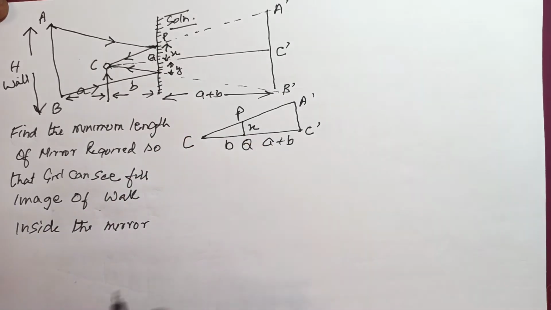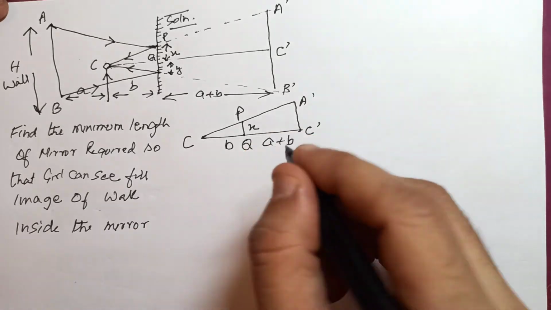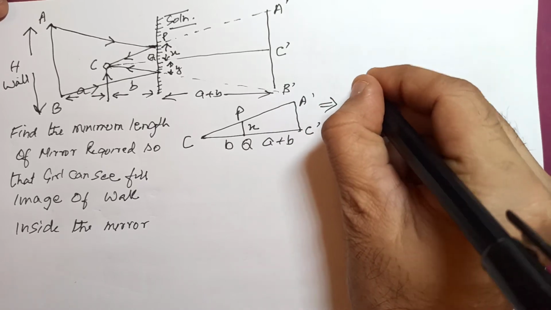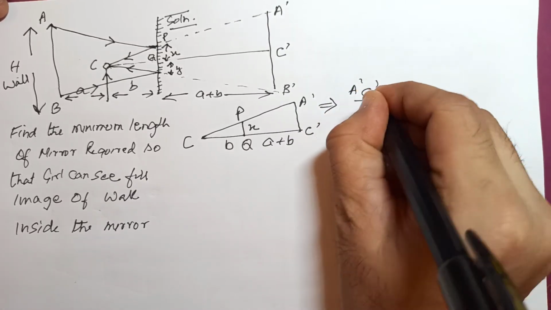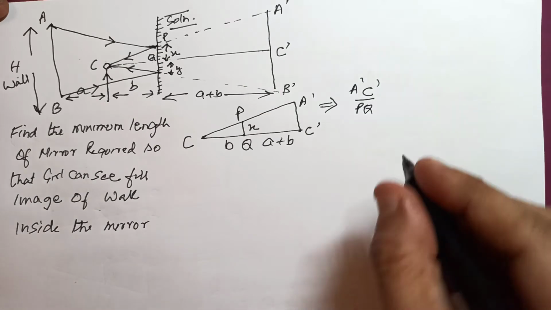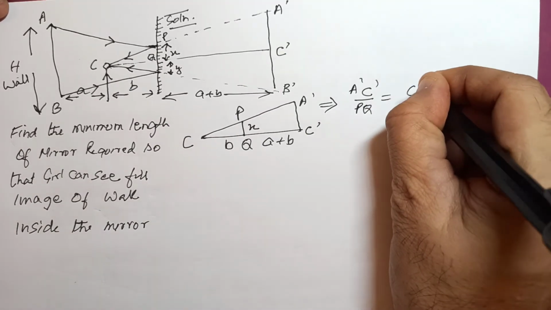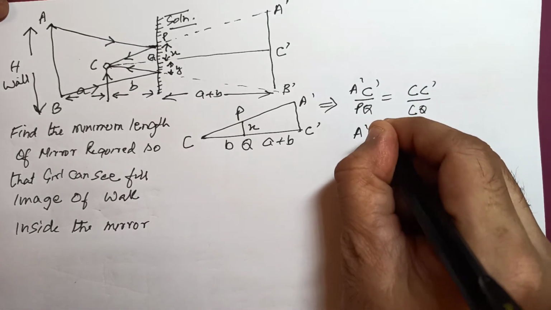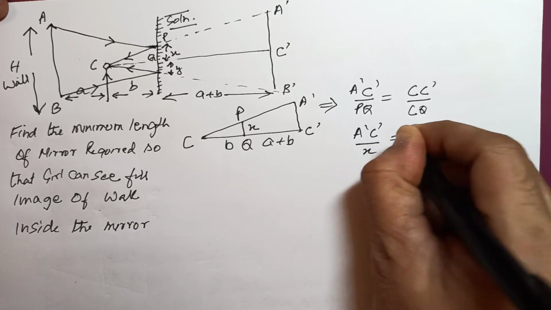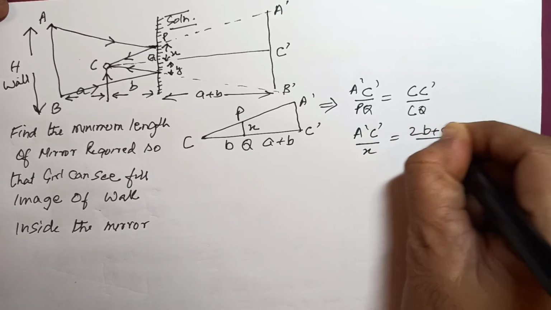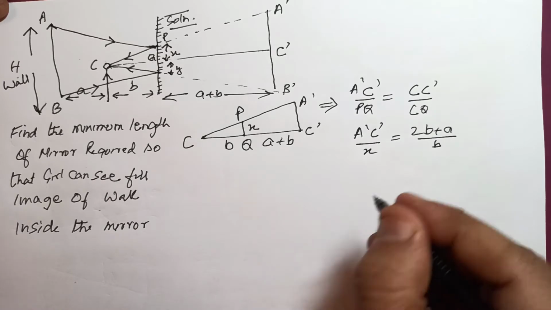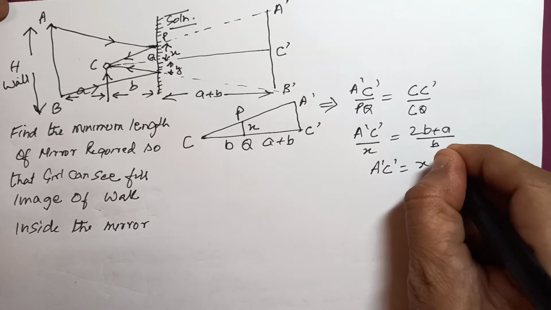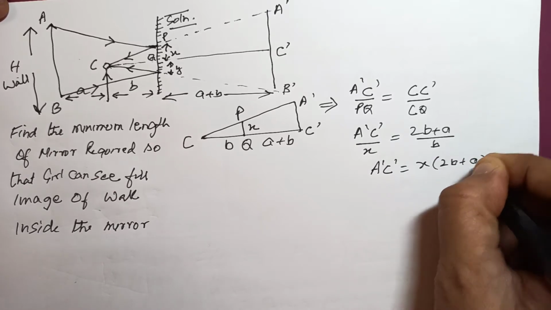Now with the similarity property, we can say a dash c dash by pq is equal to c c dash by cq, or I can say a dash c dash by x is equal to (2b plus a) by b. Okay, or I can say a dash c dash is equal to x into (2b plus a) by b.